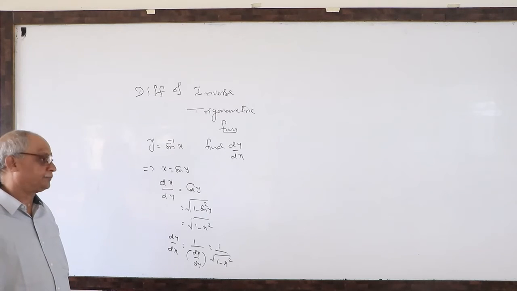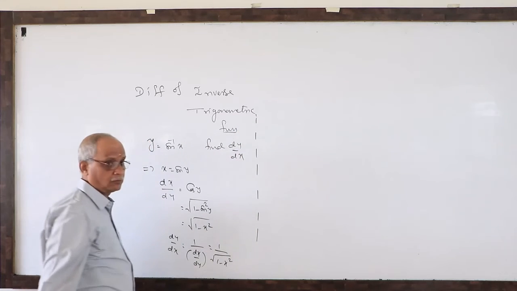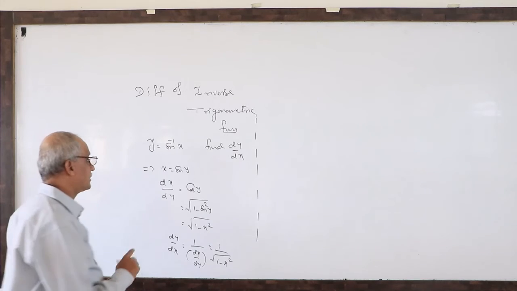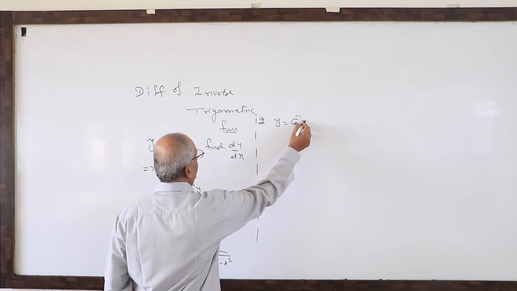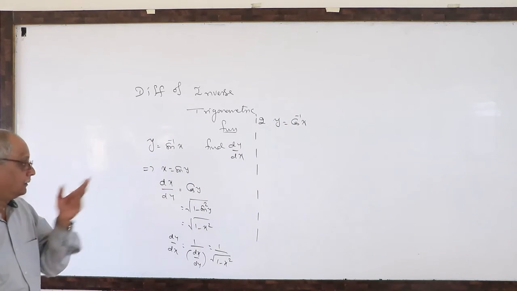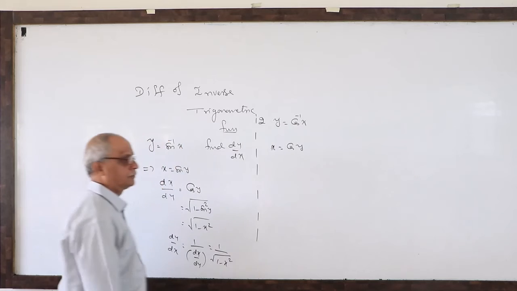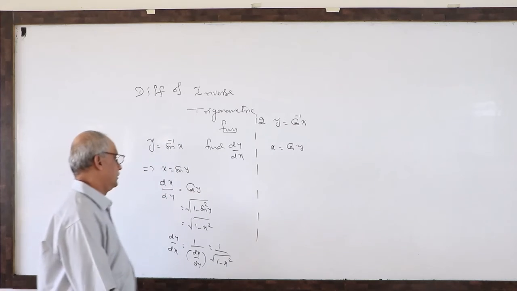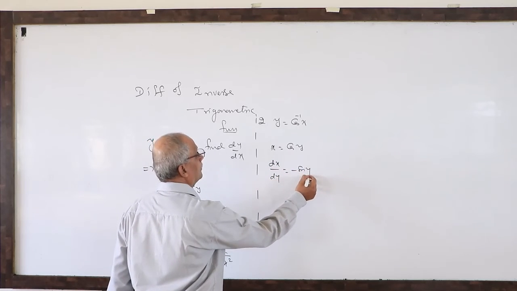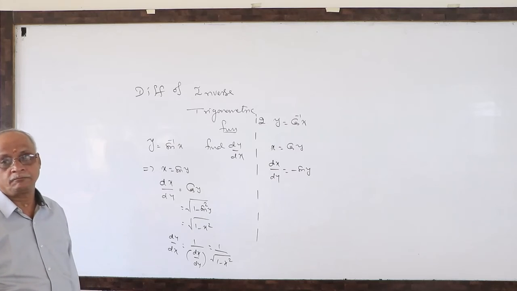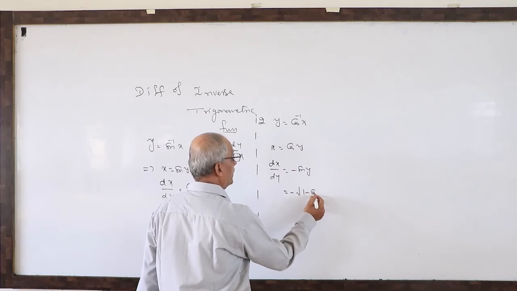Whenever an inverse is given, the same procedure, even in PUC: eliminate the inverse. Suppose for the second I give you y is equal to cos inverse x. Now eliminate the inverse, x is equal to cos y. First step over. Differentiate x with y. What is the cos derivative? Minus sin y. Now change y. Sin is root of 1 minus cos square only.